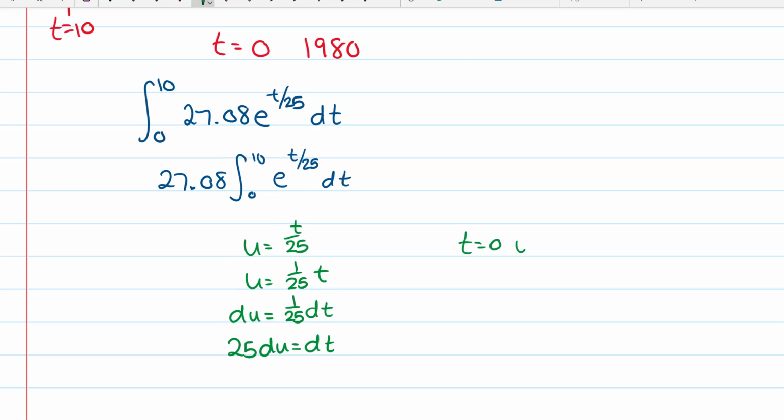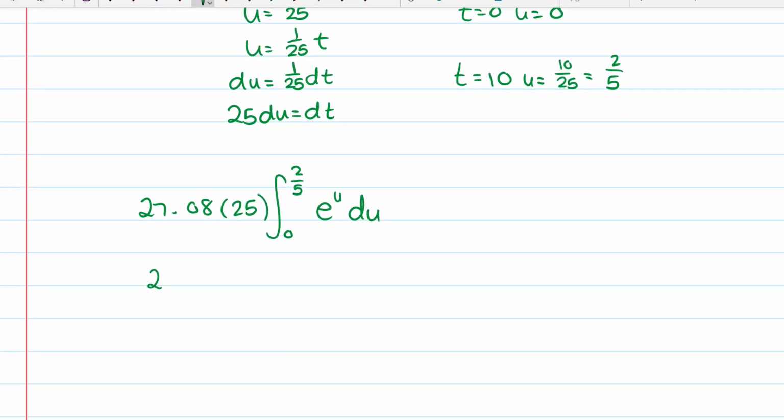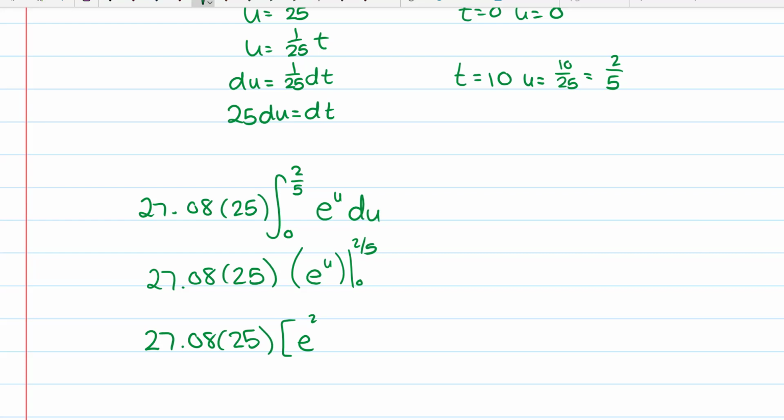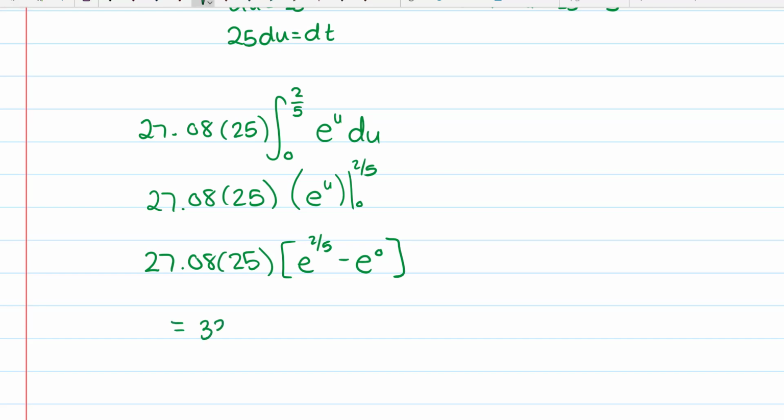And if t is equal to 0, then u is equal to 0. And if t is equal to 10, then u is equal to 10 over 25, which is 2/5. So our new integral becomes 27.08 times 25 times the integral from 0 to 2/5 of e to the u du. And then from here, you get 27.08 times 25 times e to the u from 0 to 2/5. So this is 27.08 times 25 times e to the 2/5 minus e to the 0. And if you put that in a calculator, you get about 332.965 barrels.